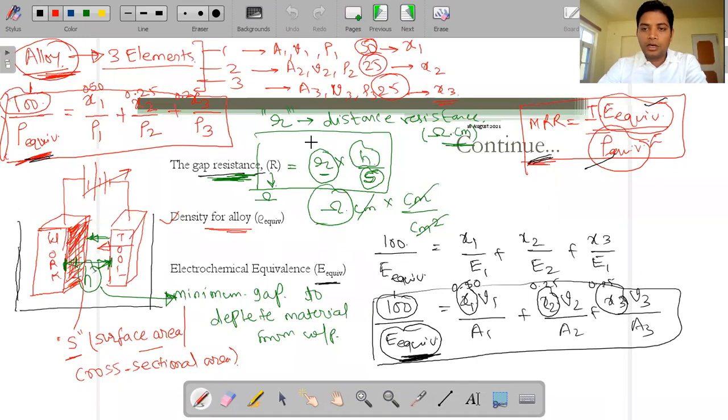From here basically we can calculate the equivalent density. Similarly, for the electrochemical equivalence, we can use this formula: 100 by E equivalent equals x1 percentage of the first one upon E1, plus x2 percentage of the second one upon E2, and like that we can calculate.